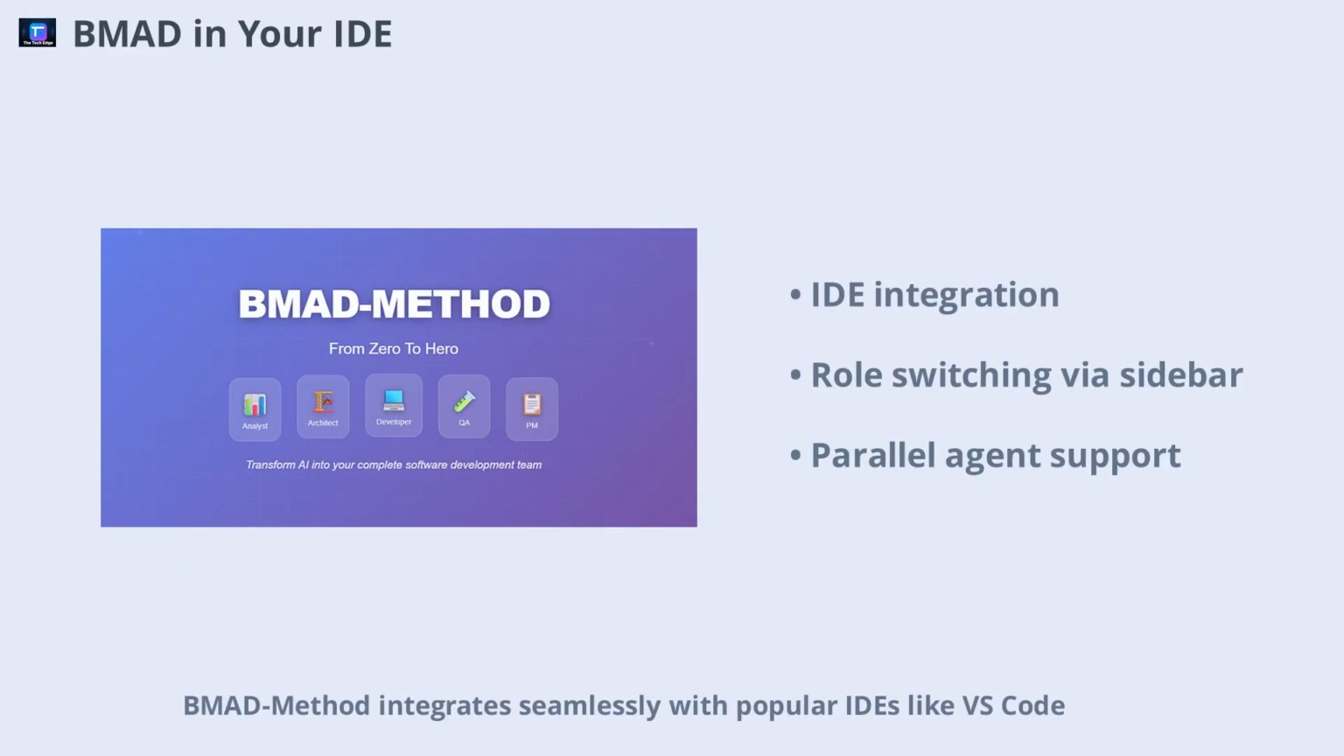The BMAD method integrates seamlessly with popular IDEs like VS Code, Visual Studio, JetBrains, and NeoVim. When installed with GitHub Copilot support, it automatically generates chat mode files for each agent. These files let you pick a role directly from your IDE's sidebar, making it easy to switch between analyst, architect, developer, QA, and more. You can even run multiple agents in parallel, just like a real Agile team.